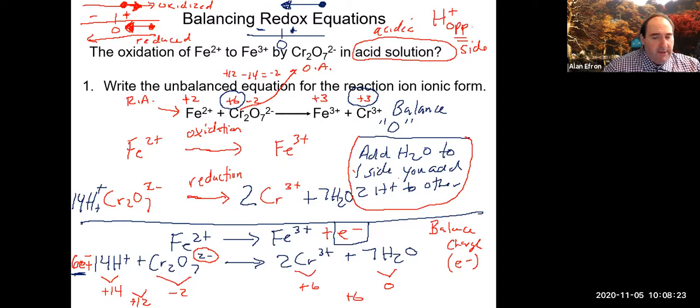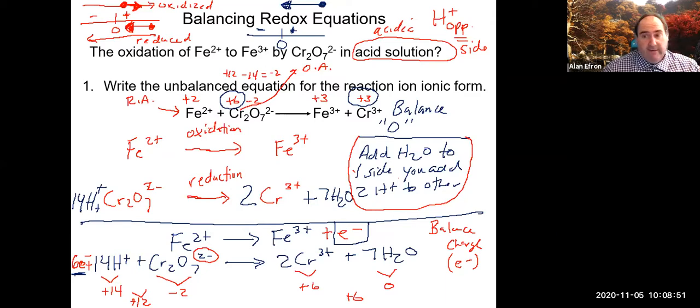All right. So now that we balanced the elements, now that we balanced the charge by adding electrons, we are ready to add these reactions back together. Before we could add these reactions back together, again, the electrons need to be the same in both half reactions, and they are not in this case. So in this case, we have 1 electron in the iron half reaction. We have 6 electrons in the dichromate half reaction.